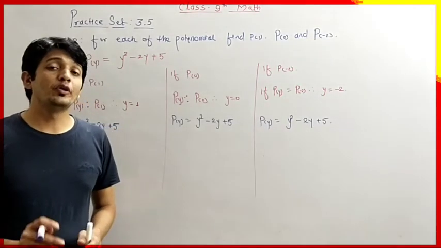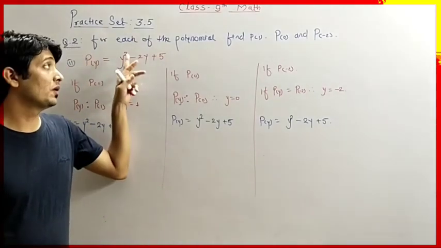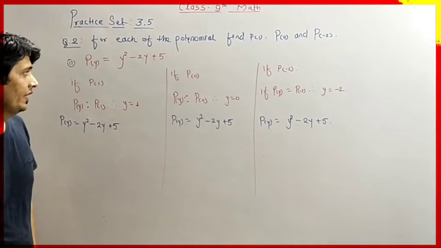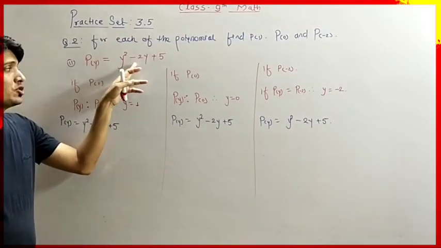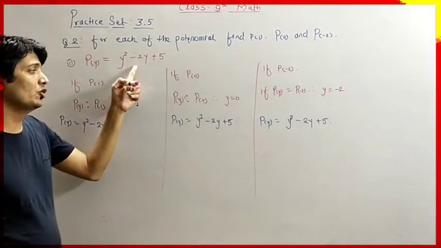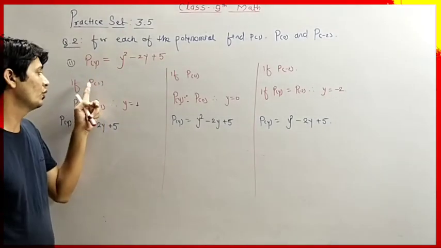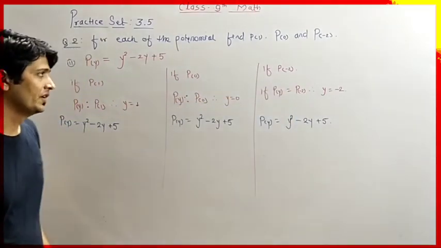So now we are going to solve the second sub-problem of question number 2. The polynomial given is y square minus 2y plus 5, and we have to calculate the value of this polynomial for three different values: P1, P0 and P minus 2.